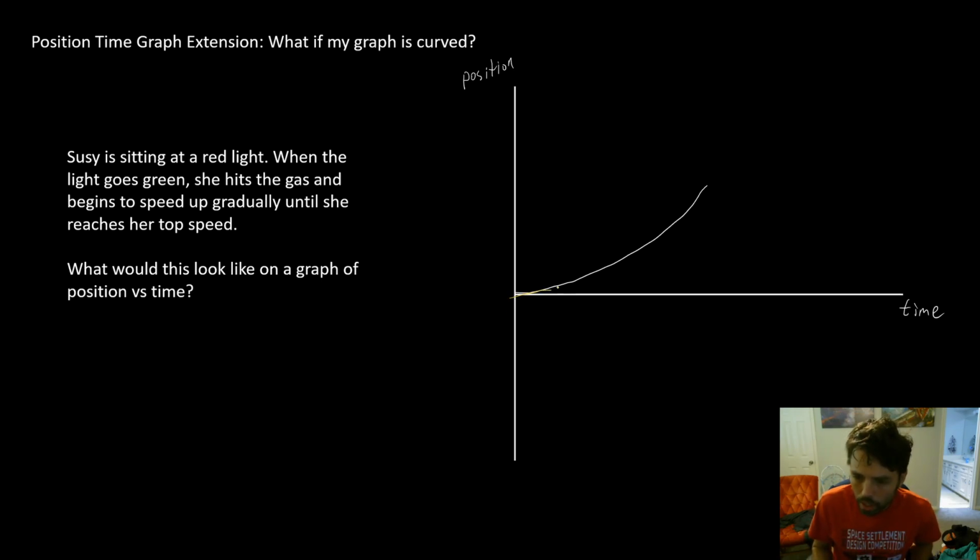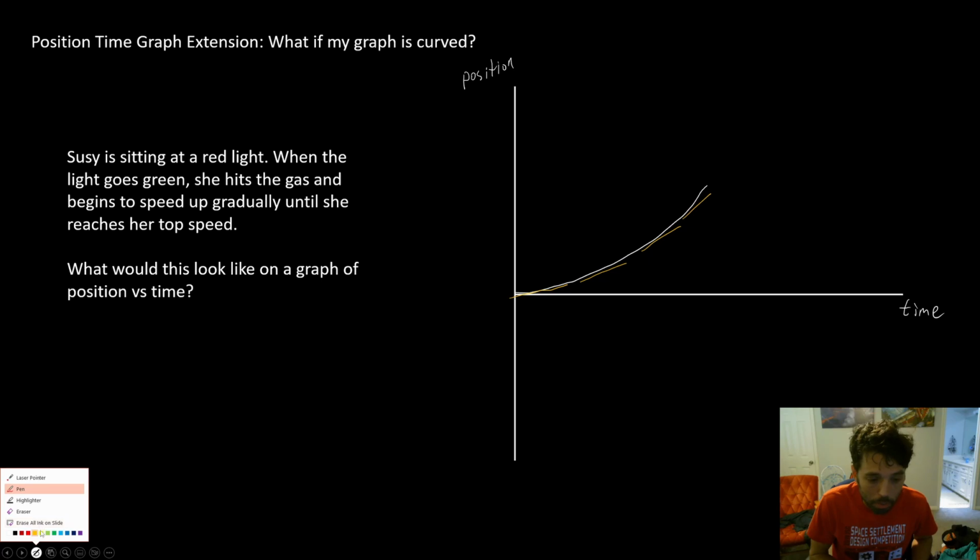So I'm going to freehand some tangent lines here. It's going to be like this, and then this, and then here. And hopefully you can tell that these tangent lines are getting steeper, steeper, steeper. And we discussed many times in class that the steeper the line, the faster the object is going. And so a curved line like this is going to show that an object is speeding up. It's getting steeper and steeper and steeper.